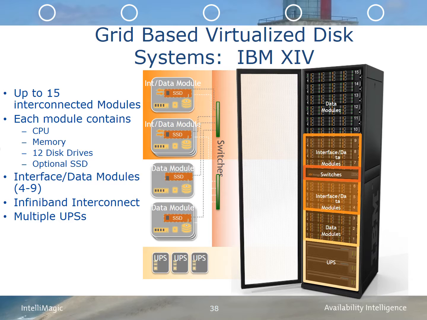The IBM XIV consists of up to 15 interconnected modules. Each of the modules contains its own processor, memory, disk drives, and optionally SSD drives. And then there's some interface and data modules, which contain interfaces between the different other modules. It uses InfiniBand high-speed interconnects, and there are multiple backup power systems. The idea is that if any single module failed, the system would continue to operate normally.